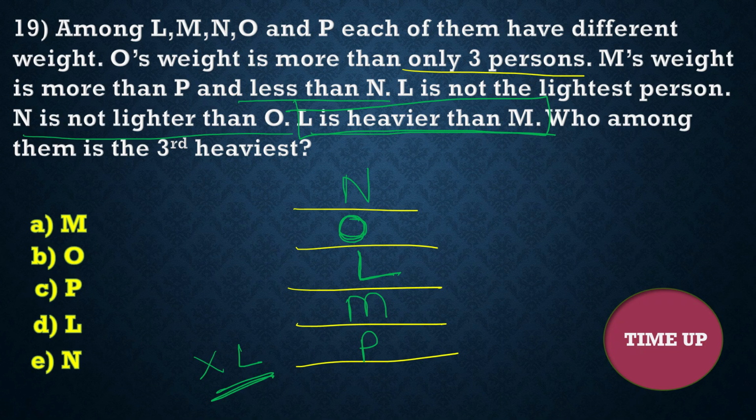What's the question saying? Who among them is the third heaviest? This is the first one, second one, third one. Third heaviest is L. Correct option is D, that is L.